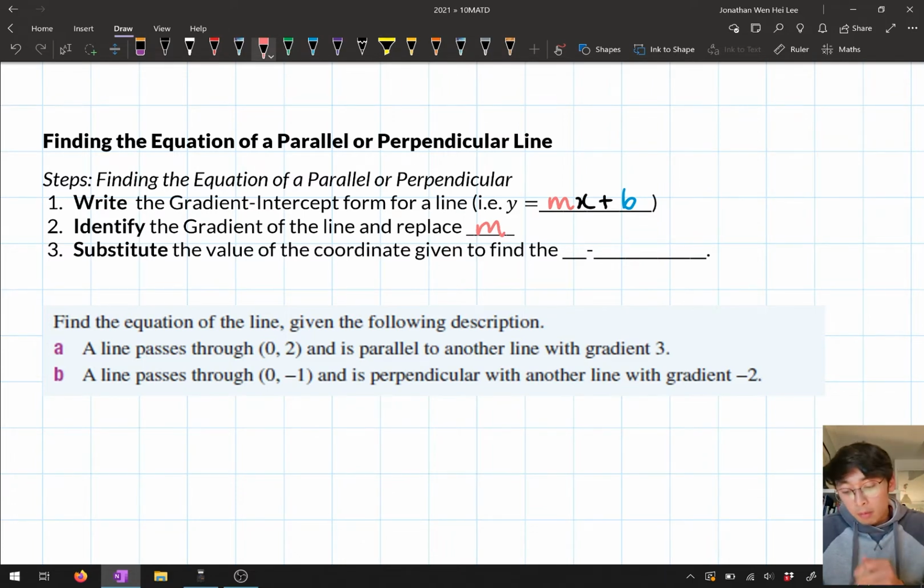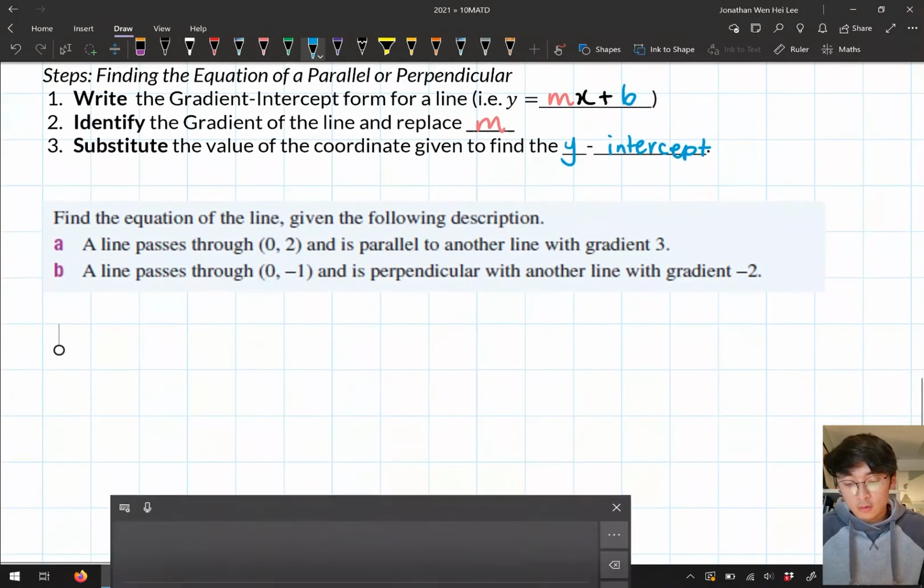Then the other thing is these questions are going to give you a coordinate. And we want to substitute the value of the coordinate to find the y-intercept. So after we've figured out what the gradient is, we put in the coordinates of that point. We find the x value and the y value of our coordinate, and we substitute that in. So let's have a go at a couple of questions where we need to do this. We're going to go through 2 sets of these questions. So let's have a look at these first ones.